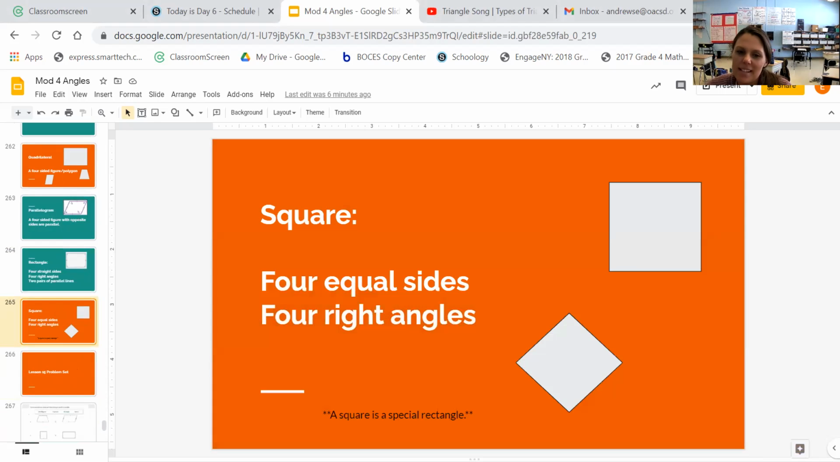Our last one is called a square. A square has four sides again, four right angles. All the sides are equal. So we would have a tally mark on all of them, just one tally mark, because all four of those sides are congruent.